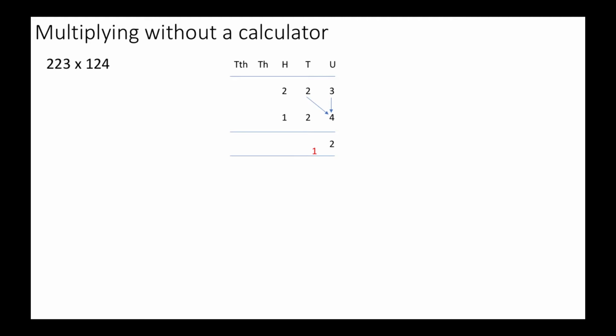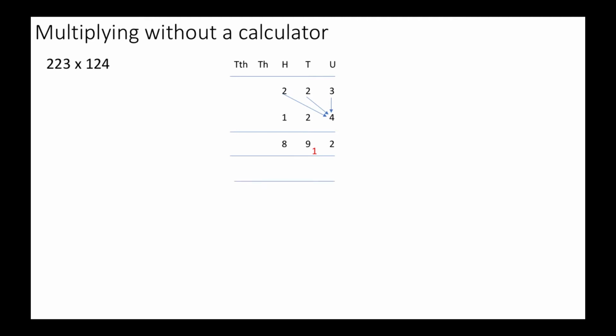Now 2 times 4 is 8, but we've got to add on that 1, so it actually makes 9. And then finally we're going to do the other 2 times 4, which makes 8. So everything's been done by that 1 unit. And now we're going to do everything by the 10, so by the 2.